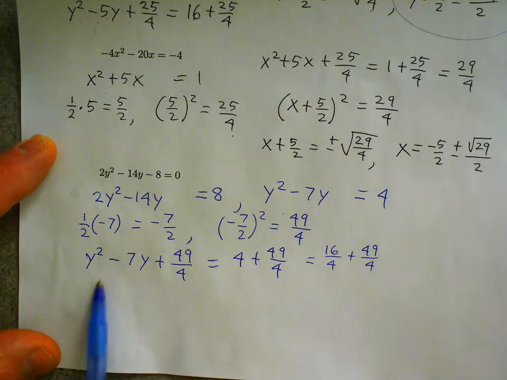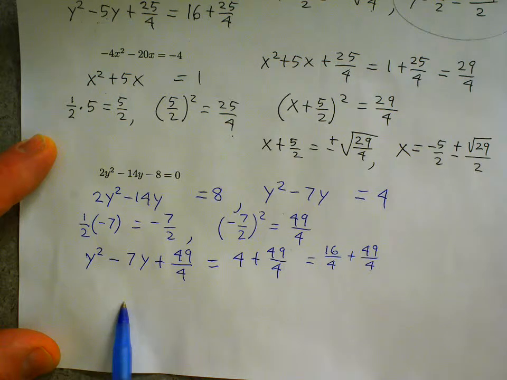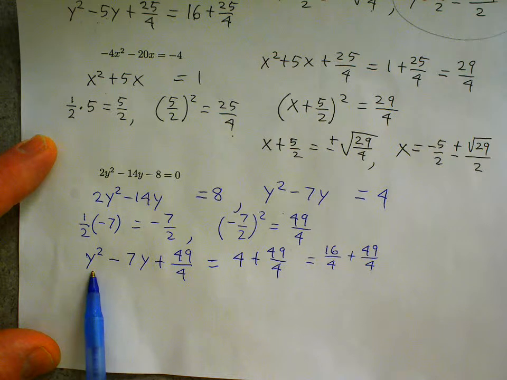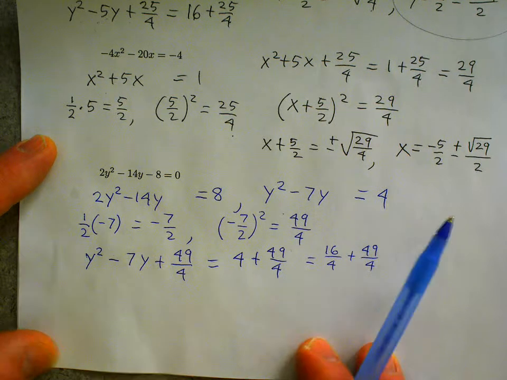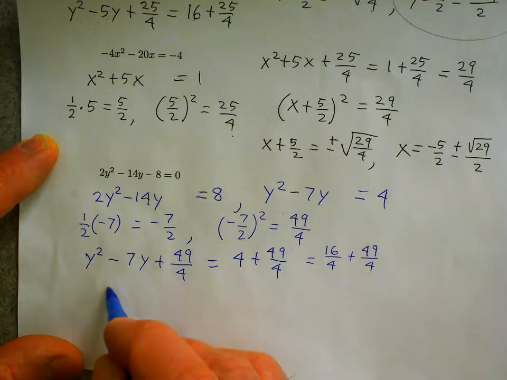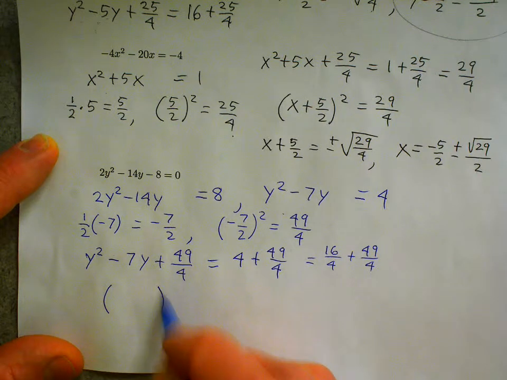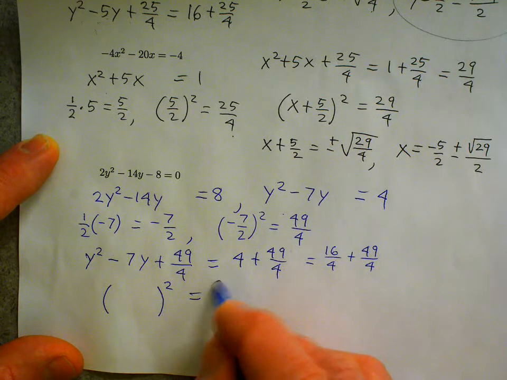The next step, now that we have a perfect square trinomial on the left-hand side, we're going to write it as a binomial squared. To factor y squared minus 7y plus 49/4, we know that it's a perfect square trinomial, so we need a binomial squared. The right-hand side becomes 65/4.